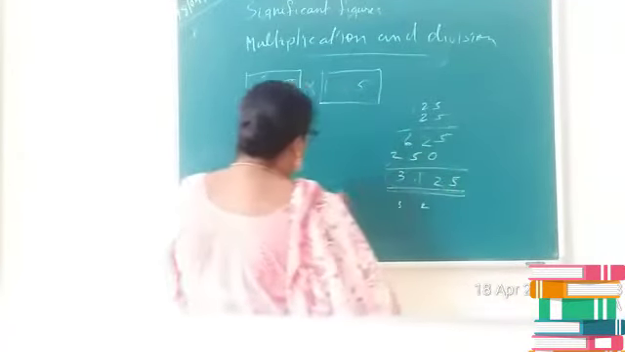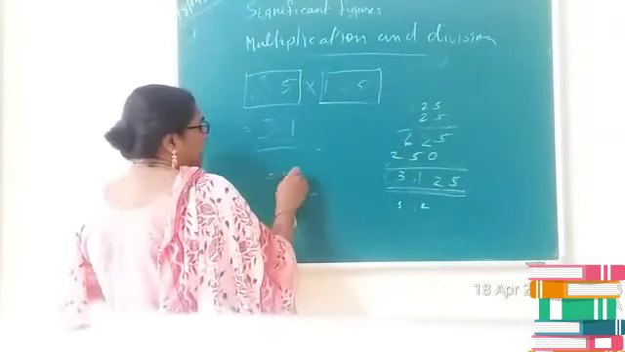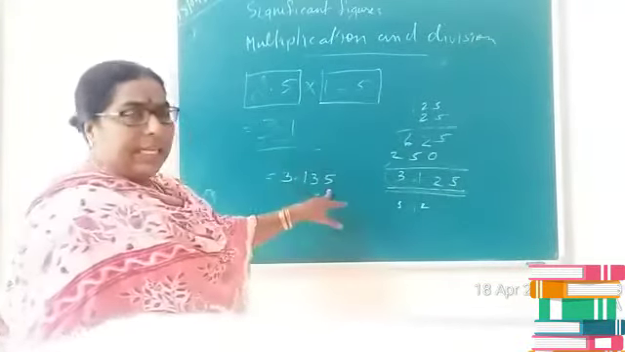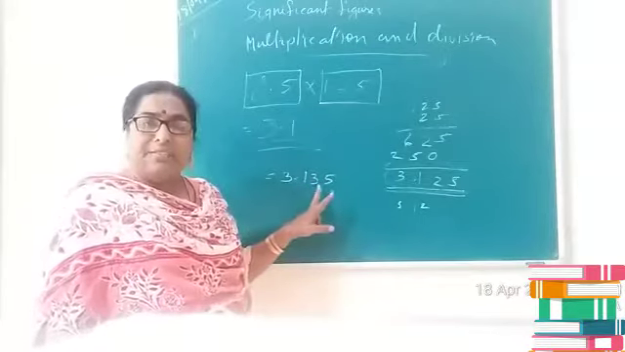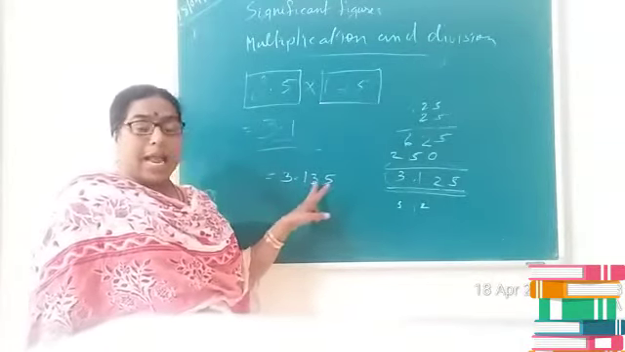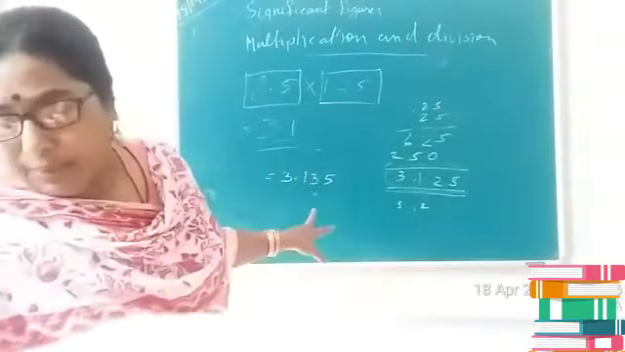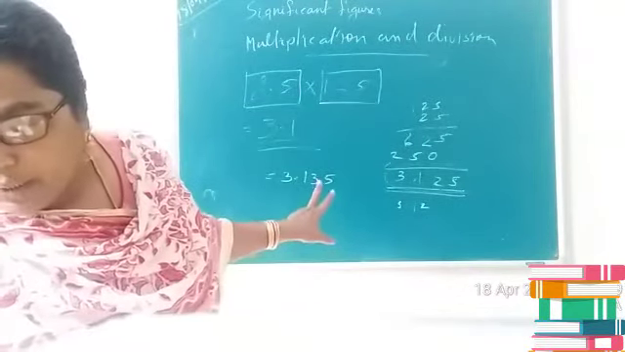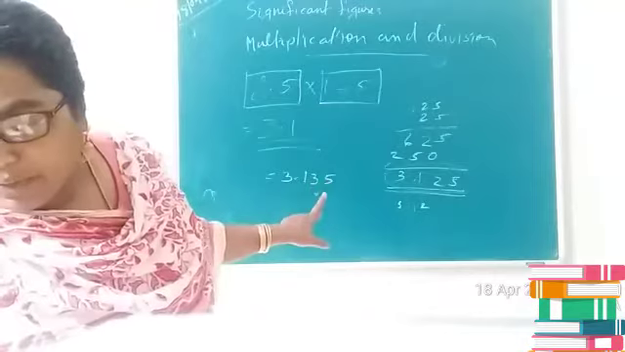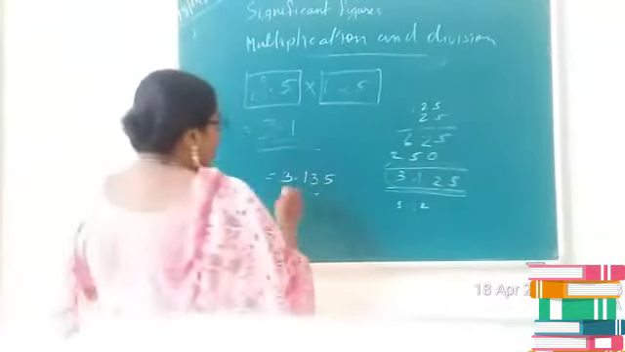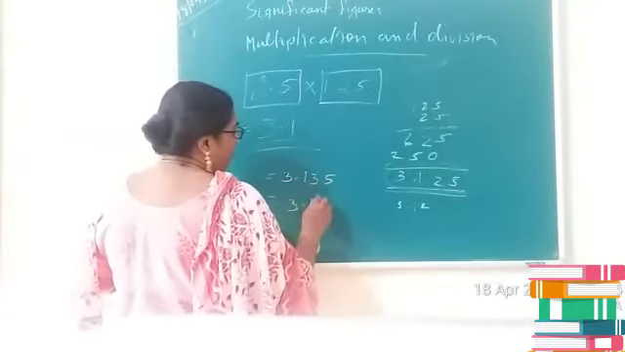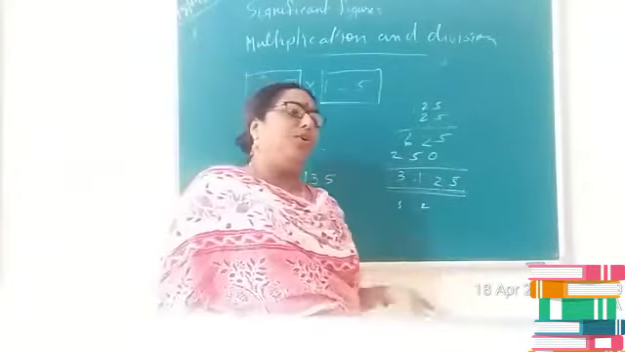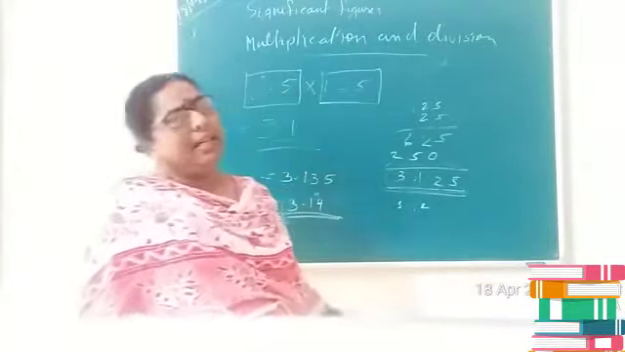But suppose instead of this, the number is like this, 3.135. In this case, the number before 5 is 3, which is an odd number. So, you should add 1 to the previous number. Is it clear, children? If the number is an odd number, you add 1 to the previous number. So the number becomes 3.14. Is it clear? Otherwise the correction we have to follow the same rules that you studied in lower classes.